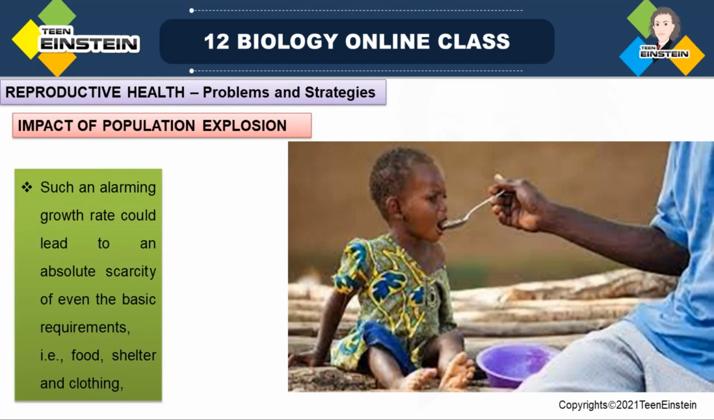Then, such a growth rate, or this population explosion, will lead to a scarcity even in the basic requirements like food, shelter and clothing. So that also will become less if the population explosion continues. Even for basic requirements people will suffer in future, right?